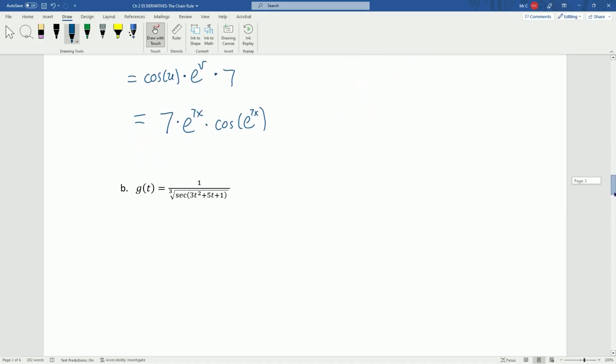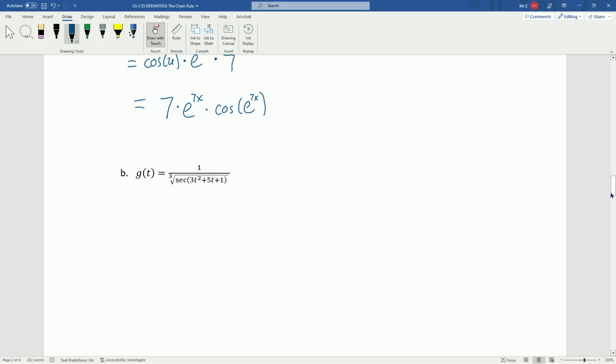Okay, so let's go ahead and take a look at another example here. Now here, we have 1 over the cubed root of secant of 3t squared plus 5t plus 1. Again, looks kind of like a mess. But we're going to rewrite this function first a little bit and see that a little bit of algebraic rewriting can also help make these simpler. So instead of the cubed root, we'll write this as the 1/3 power. And then instead of 1 over this, we'll take the negative exponent.